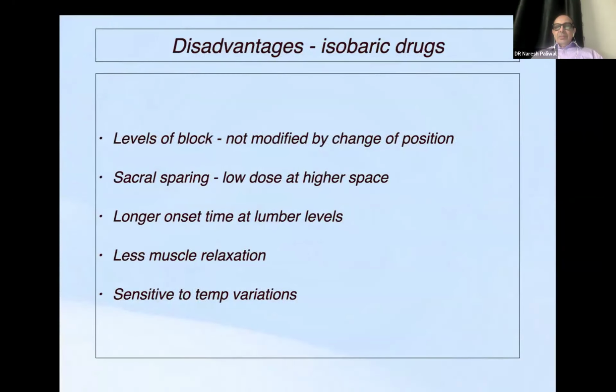Disadvantages of isobaric drugs: levels of block cannot be modified by any change of position. You need to put the proper drug at the proper site. There can be sacral sparing when low doses at higher spaces are used. This can be an advantage for upper abdominal surgeries, but can be a little disadvantage for abdominopelvic surgeries. Then you have to use slightly more dose to have these lumbosacral roots covered. There is longer onset time at lumbar levels, and less muscle relaxation.